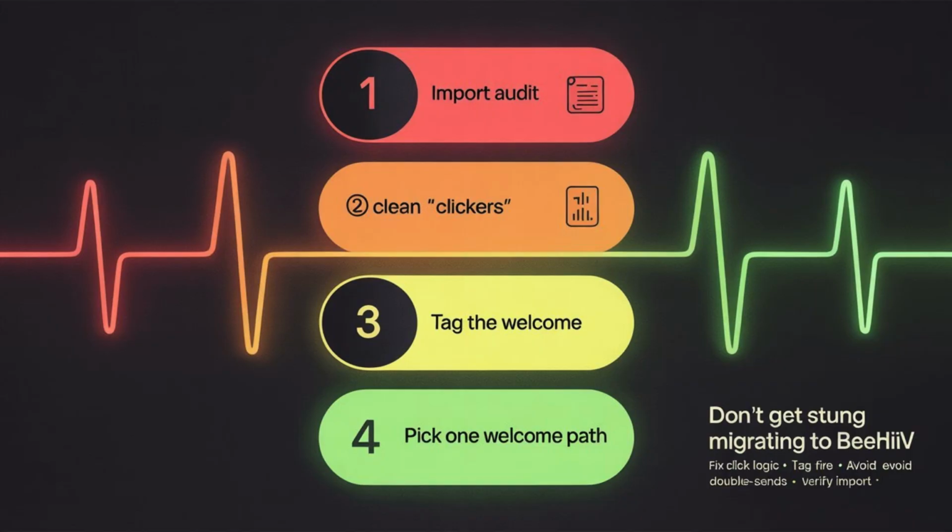The beauty of setting this up properly from the start is that your segments become predictive, not reactive. You're not guessing who's engaged. You know because you tagged the behavior when it happened. So what should you be watching in your first month on beehiiv?